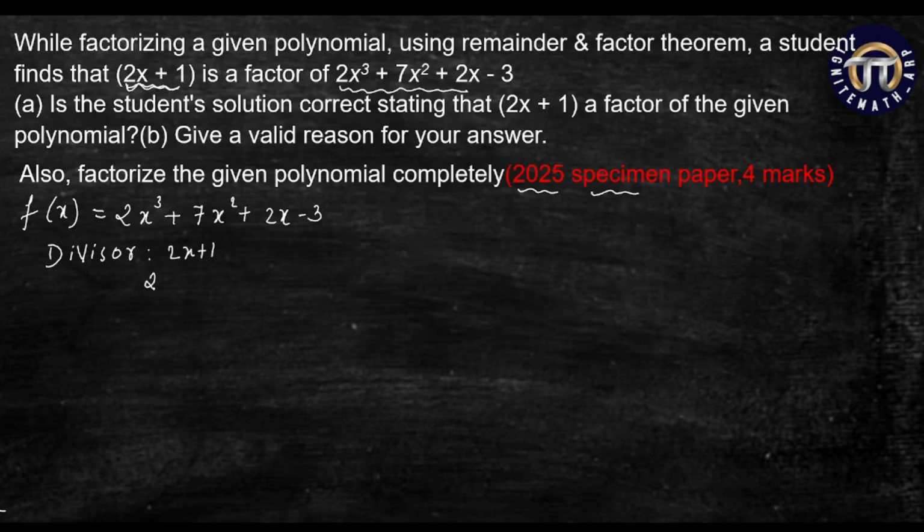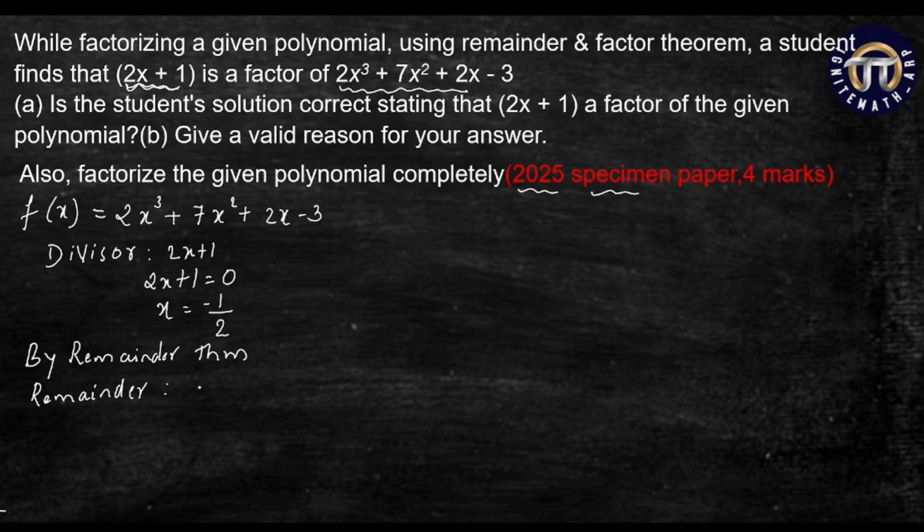The divisor is to be equated to 0. 2x plus 1 is equal to 0. That gives x is equal to minus 1 by 2. Now I am supposed to find out by the remainder theorem. What is the remainder over here? The remainder is going to be f of minus 1 by 2.